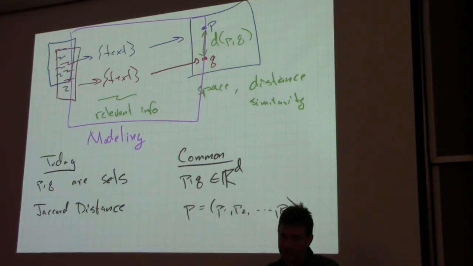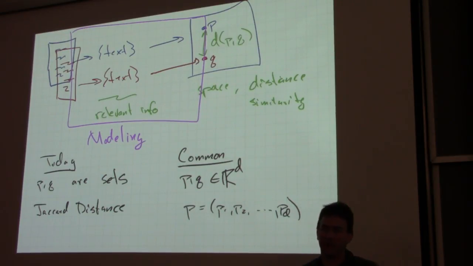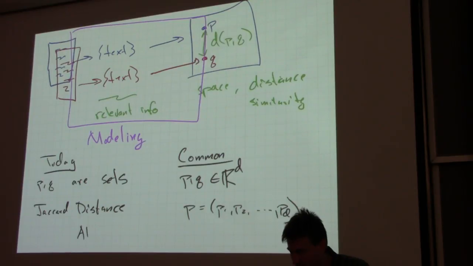Okay, so this idea of this modeling of text as sets and using Jaccard distance is what the very first search engines were built on. So pre-Google, there was this search engine, Alta Vista.